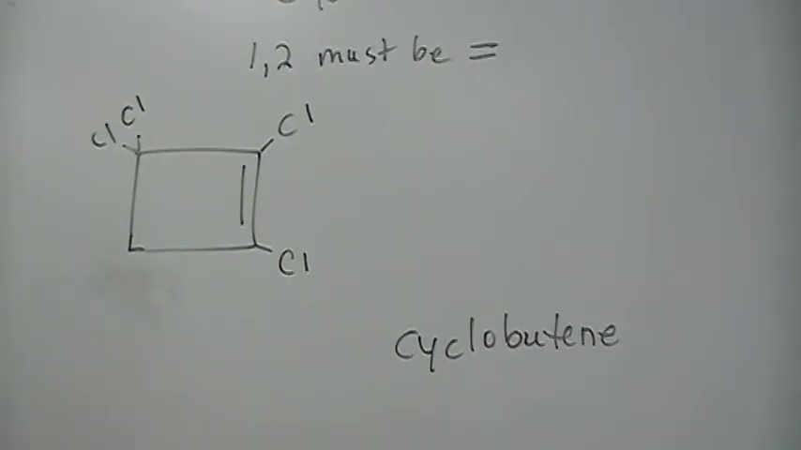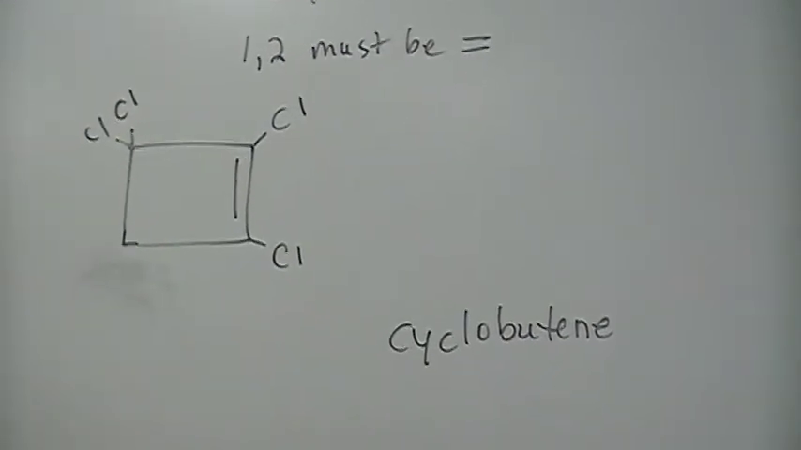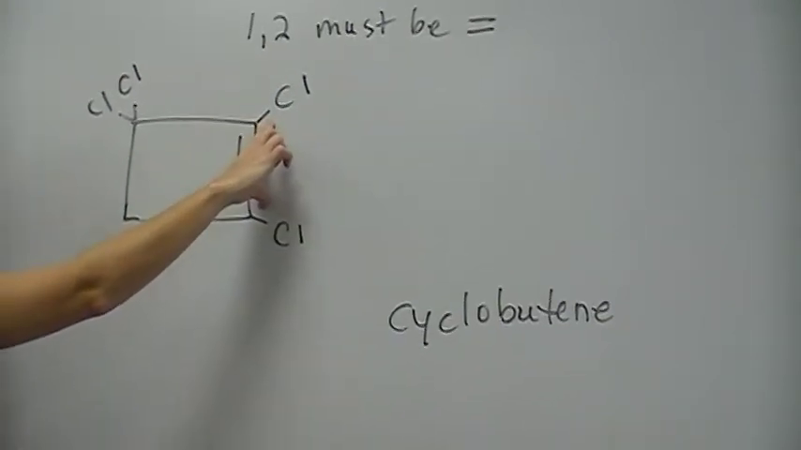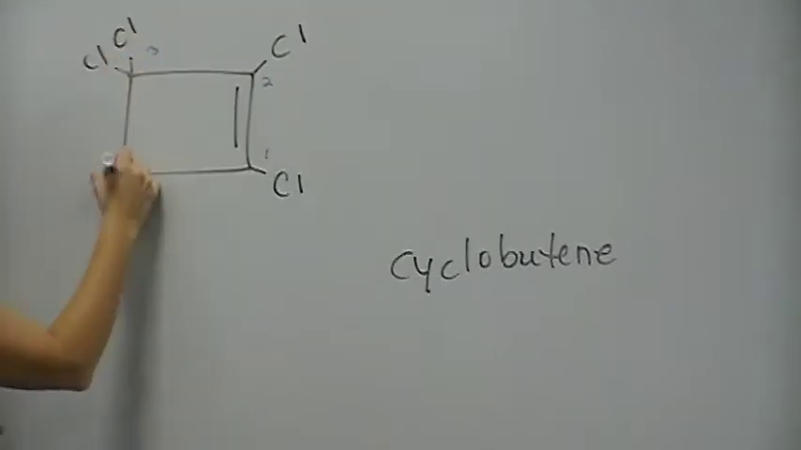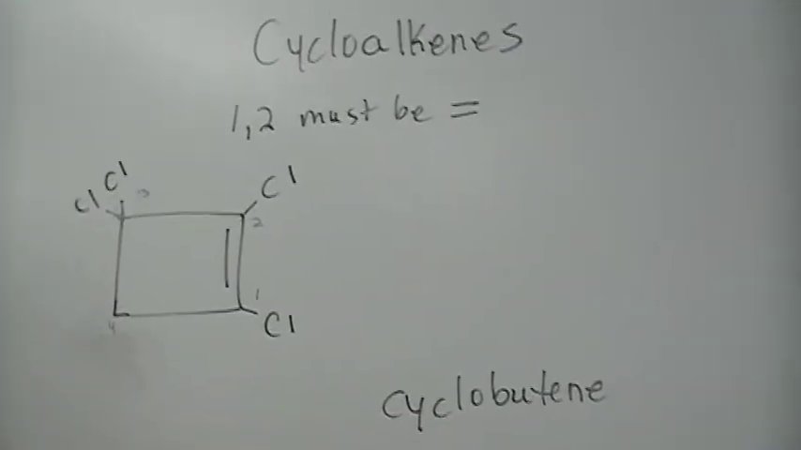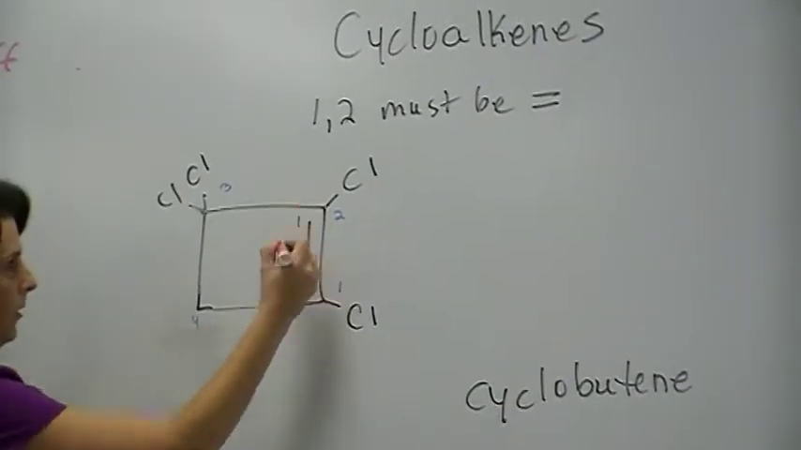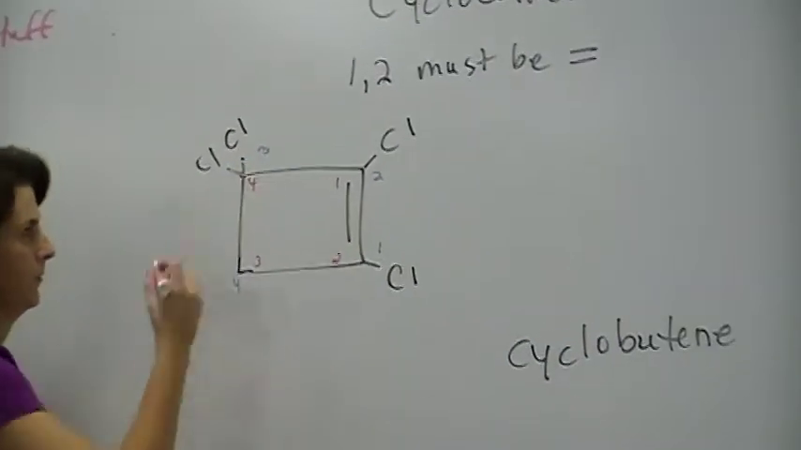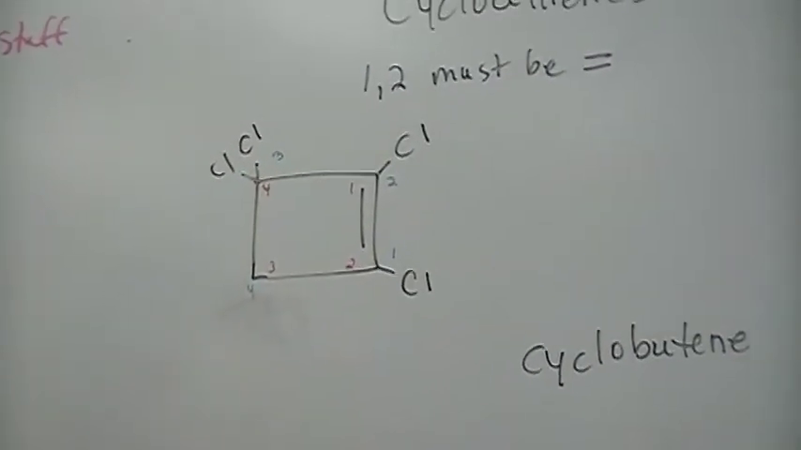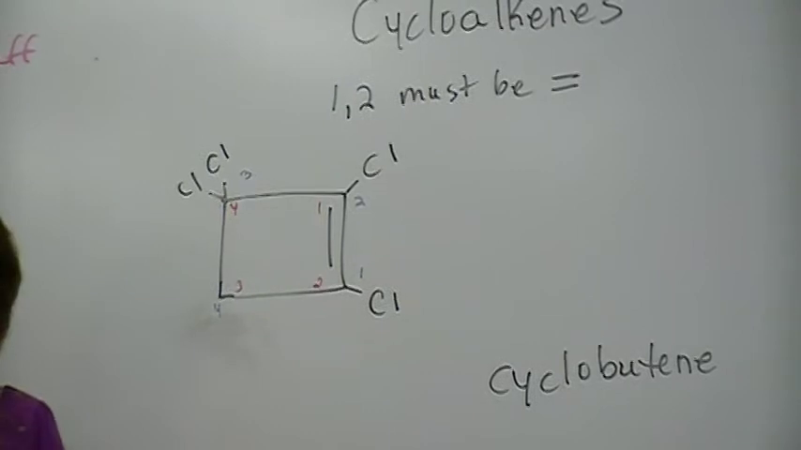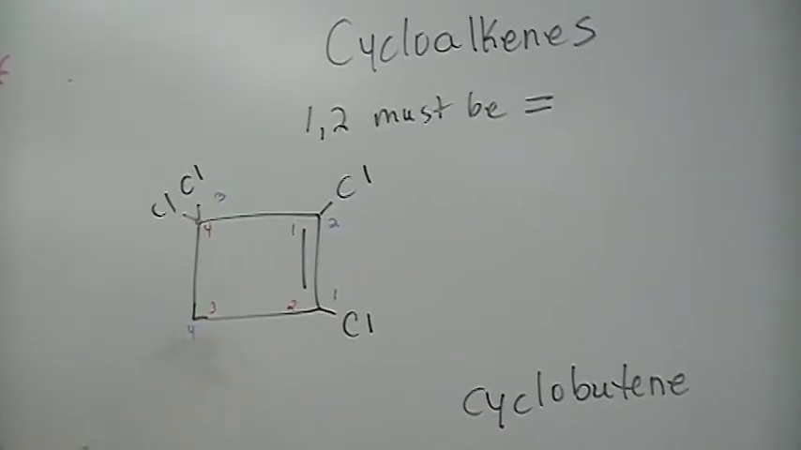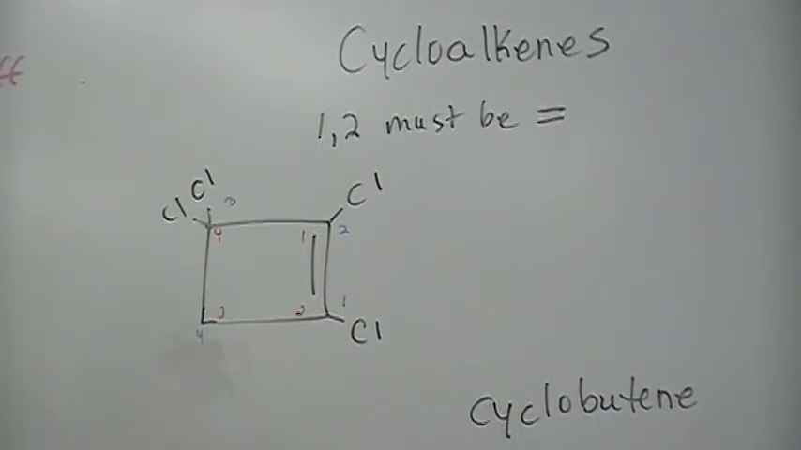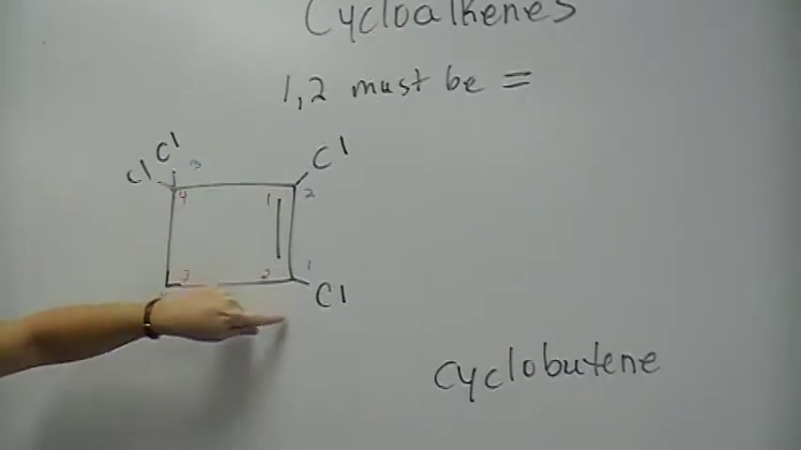Now, the problem is, where do I start numbering? Well, the rules are that this has to be 1, 2, always. So it's either going to be 1, 2, 3, 4, or it's going to go in the other direction and be 1, 2, 3, 4. There's only 2 possible answers. You know how on the cycloalkanes you got to figure out which corner, and you got to do it maybe 6 different ways. Only 2 possible answers here.